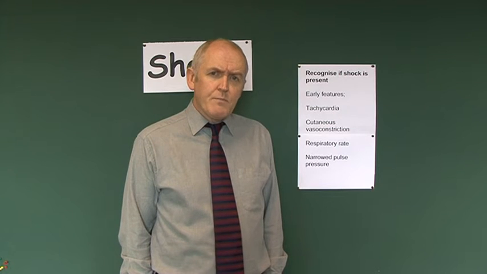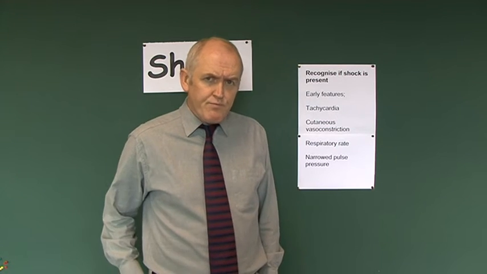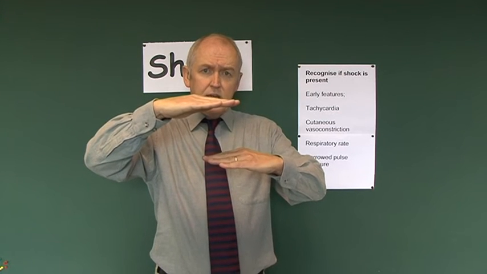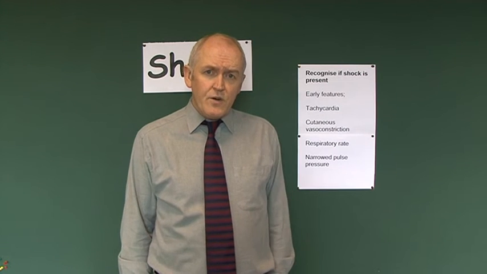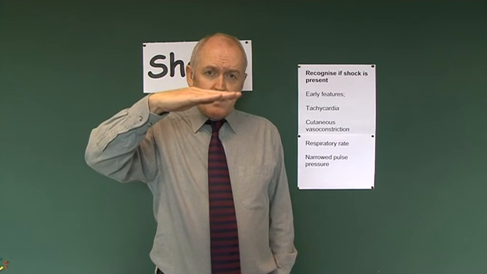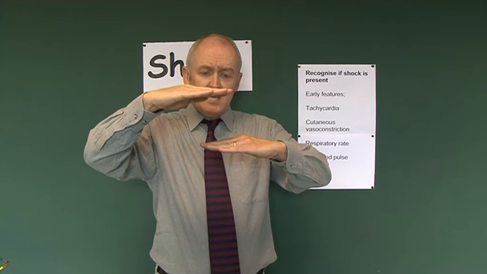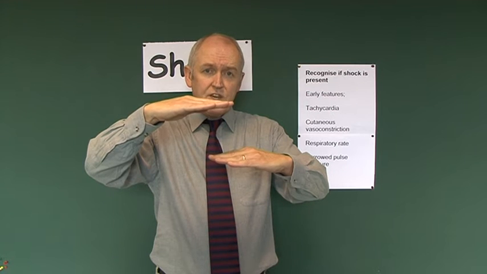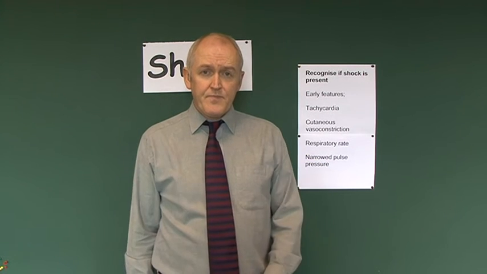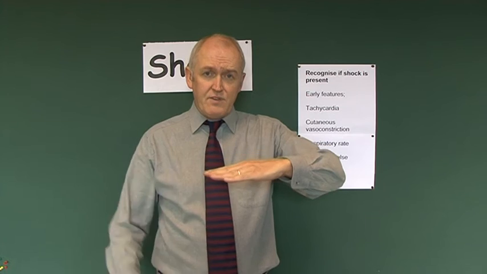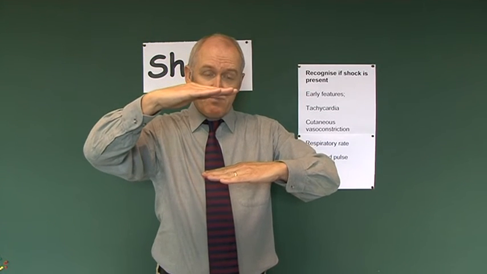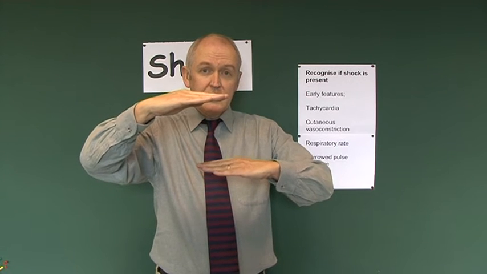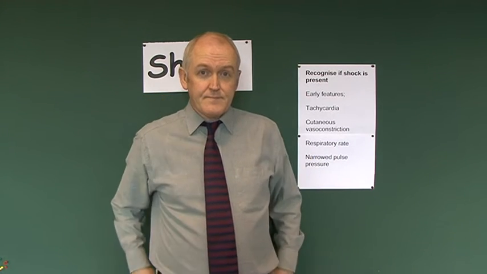And then there'll be a lowered pulse pressure. Now, a pulse pressure is the difference between the systolic and the diastolic blood pressure. So as shock is developing, the systolic pressure might come down, but the diastolic pressure tends to be maintained as a result of the peripheral vasoconstriction, at least for a period of time. So you can have maintained diastolic pressure, but a reduction in systolic pressure, and that means the gap between the two pressures, the pulse pressure, is going to be reduced.